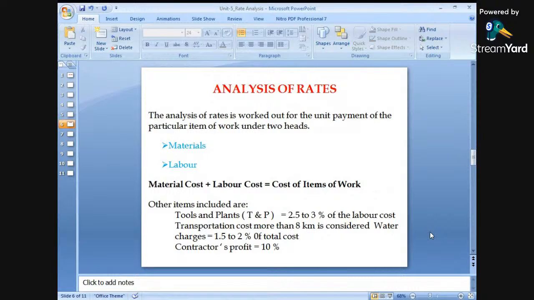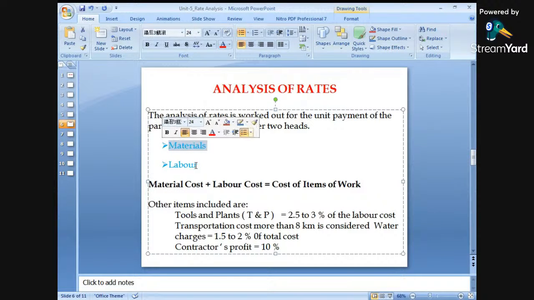Next is how to analyze the rates. What are the different things? These two things are very important. That is the material cost and the labor cost. So depending upon these two things, we have to analyze the rates. Okay. So these two heads, I've highlighted these two things, that is the material cost and the labor cost. The analysis of rates is worked out for the unit payment of the particular item of work under the two heads, that is the materials and the labors.